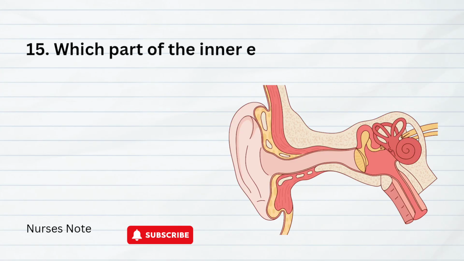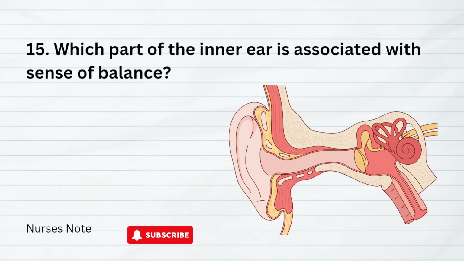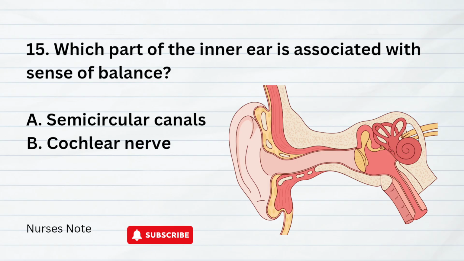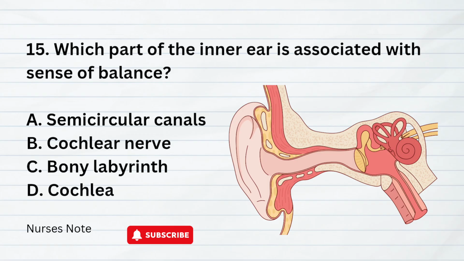Which part of the inner ear is associated with sense of balance? A. Semicircular canals. B. Cochlear nerve. C. Bony labyrinth. D. Cochlea.